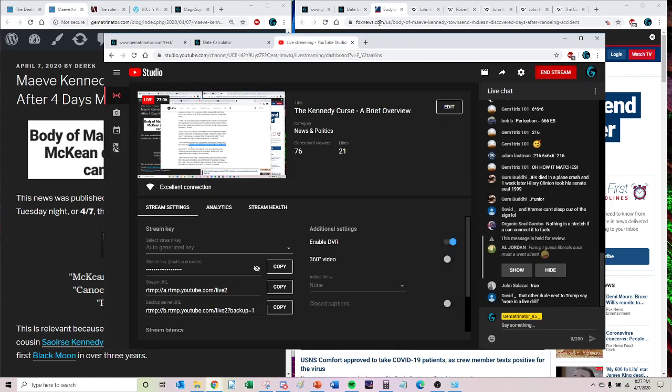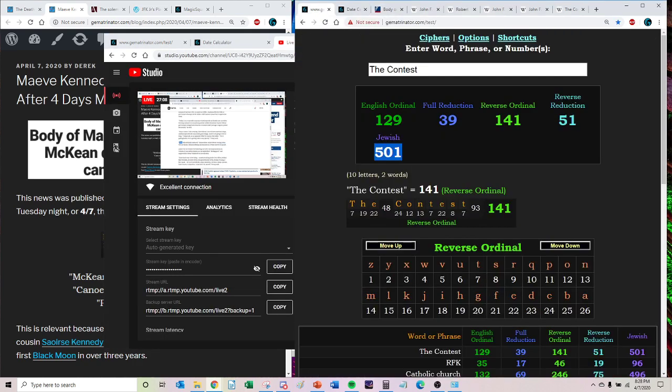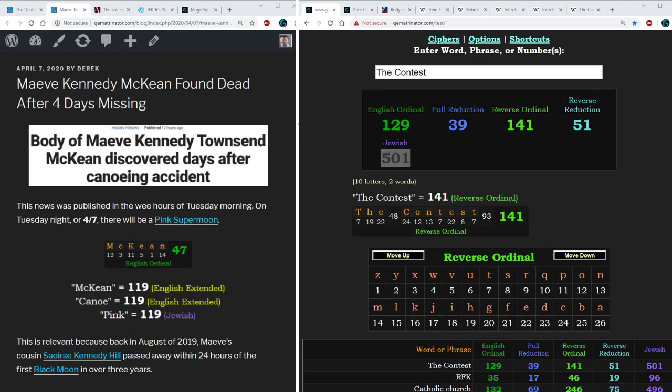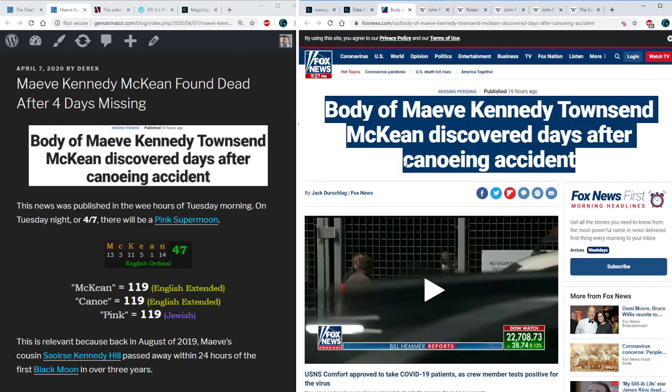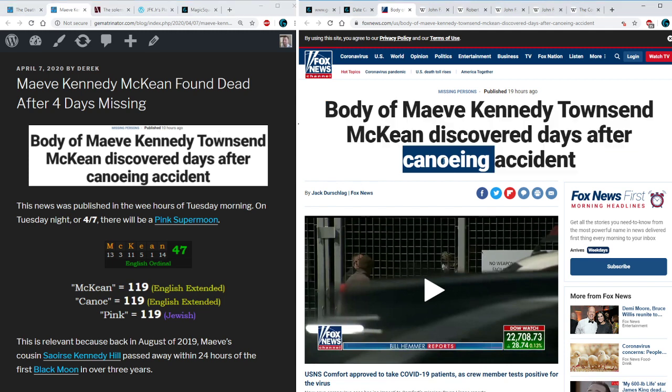This is about the Kennedys. So we're going to get back into the numerology and do a little bit of a dive into the death of Maeve Kennedy Townsend McKean, quite the mouthful, and why she died in a canoeing accident. We'll see how the gematria of canoeing accident aligns freakishly well with the rest of this story.